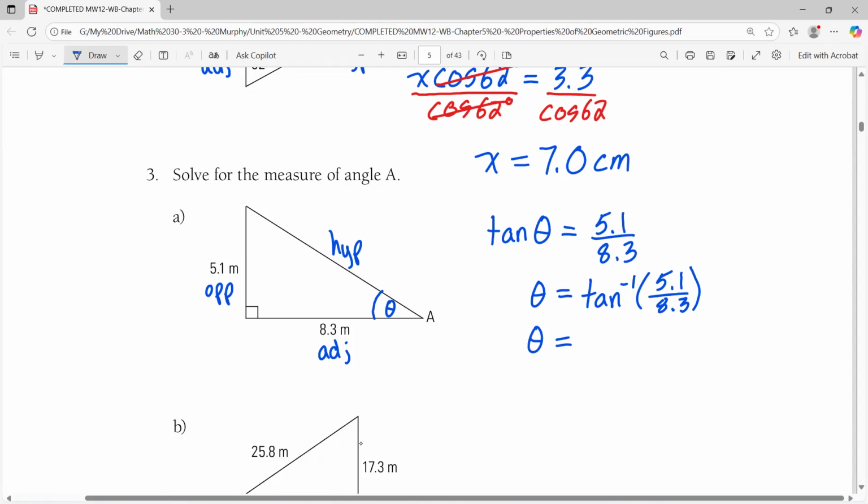Now, if you do this and you're not getting the right answer, you need to come see me because you could be in the wrong mode. If you're not in degree mode, you're probably going to get the wrong answer. So I got an angle of 31.6. So make sure you try that and check.